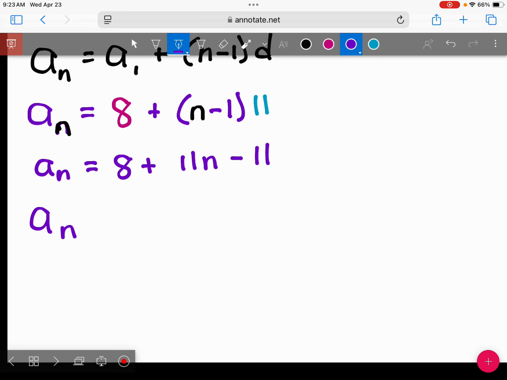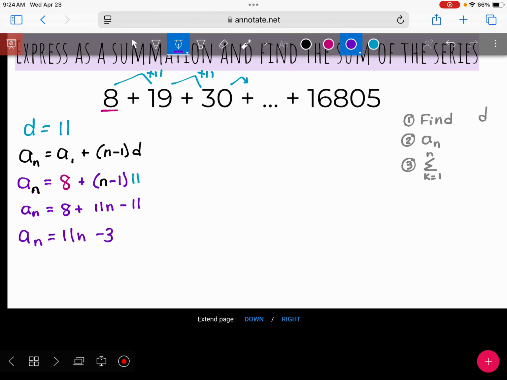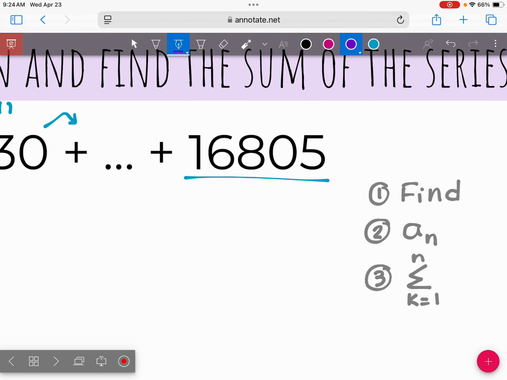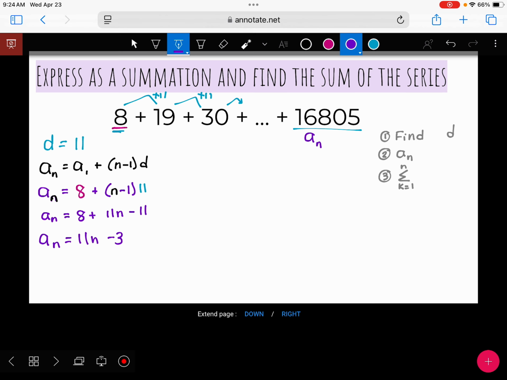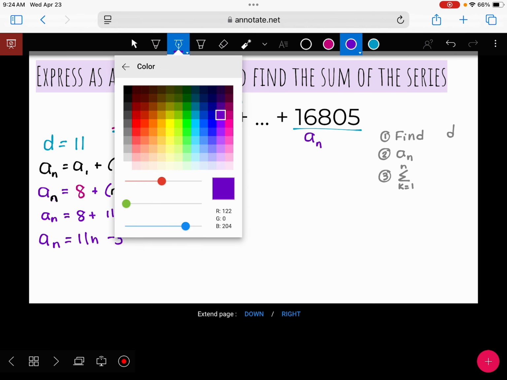So our a sub n, our generic equation for this situation, is 11n minus 3. So when we sub in 16,805 for a sub n, because in order to do our sum, we need to know our first term and our last term, and we need to know what number it is in here. We don't know what this n is. We need to find that. So we're going to put that guy in for the a sub n.